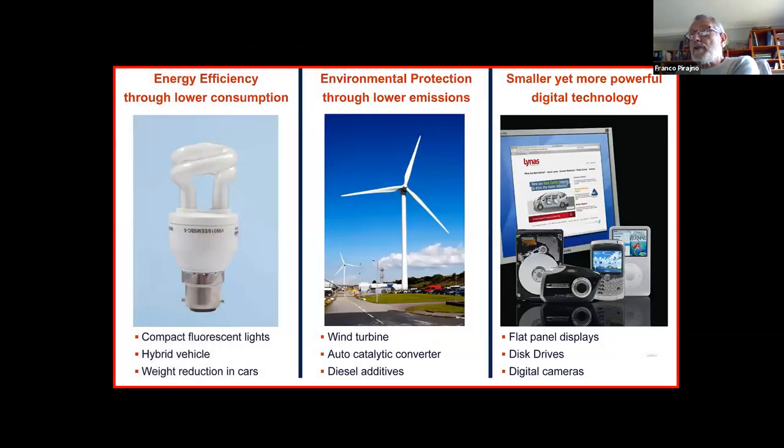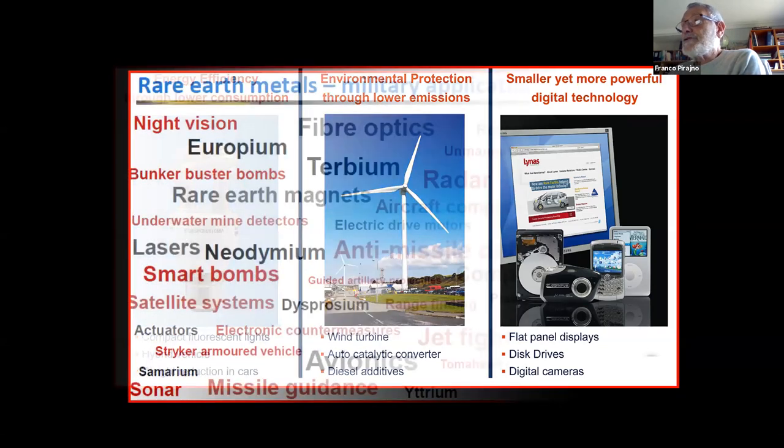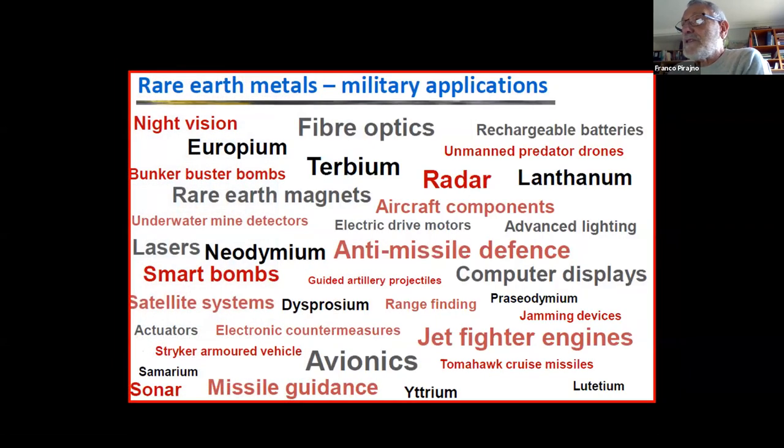What do we use rare earths for? Well, energy efficiency, lower consumption, compact fluorescent lights, hybrid vehicles, weight reduction in cars, wind turbines, and of course, smaller yet more powerful digital technology: flat panel displays, disk drives, digital cameras, and so on. That's what the rare earths are used for. Unfortunately, there are military applications as well, and I won't go into details about that.